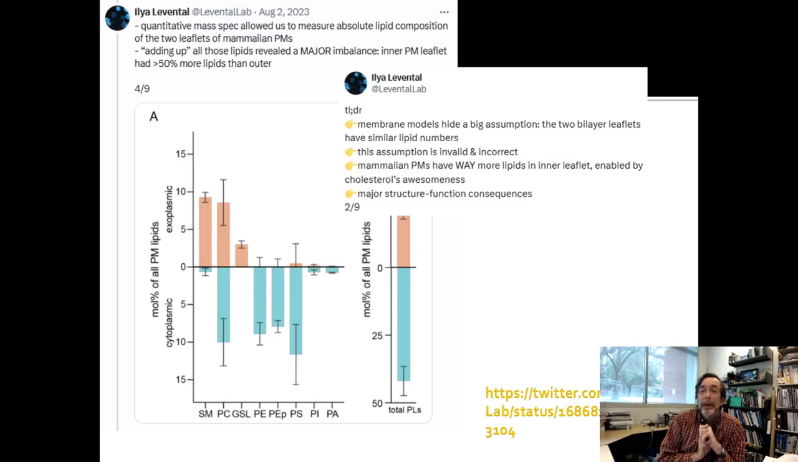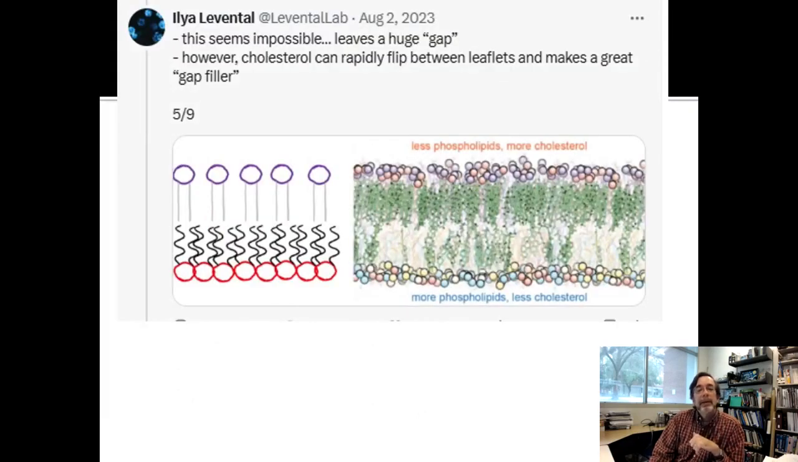Because we assume, like, all the pictures in your book show that they have about the same. No, it's actually, for mammals and for the plasma membrane, there's way more in the inner because of cholesterol. Okay, and this has major consequences. This is what it looks like, because if there's so many fewer lipids, there should be a huge gap between them. After all, we have to form a bilayer, right?